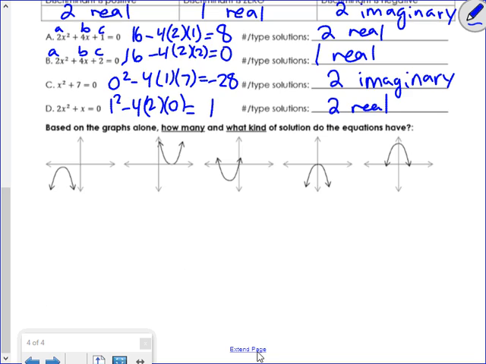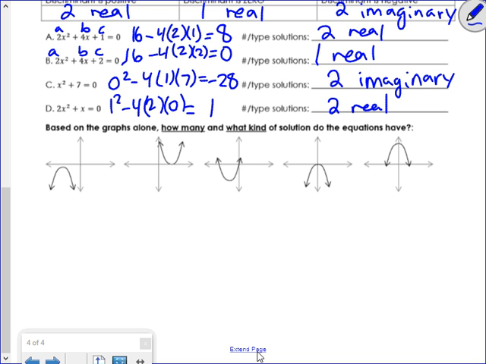Now, last thing really quickly is this visual. This should be pretty straightforward, right? Remember at the very beginning I said that solutions mean the same thing as zeros, roots, and x-intercepts? So if I ask you to look at these pictures and tell me how many solutions they have and what type, you can do this visually. Take a look at this one.